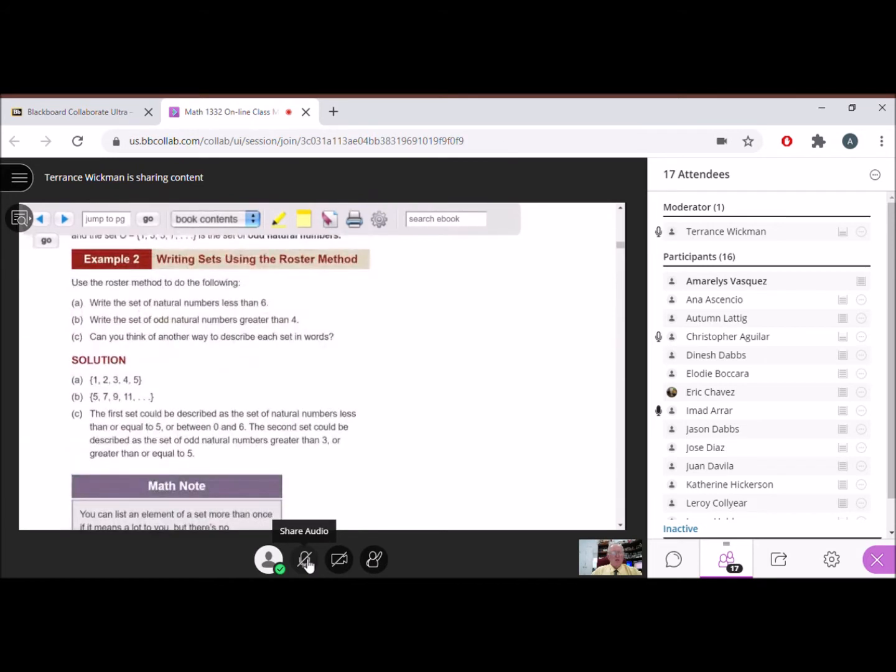Now, write the set of odd natural numbers greater than 4. It's 5, 7, 9, 11, and dot, dot, dot, keeps going on and on. This has what we call set notation. It looks like this. This is pretty easy. This is the listing. They call it the roster method.